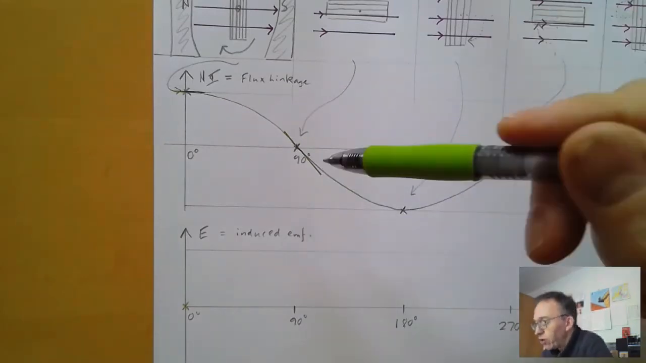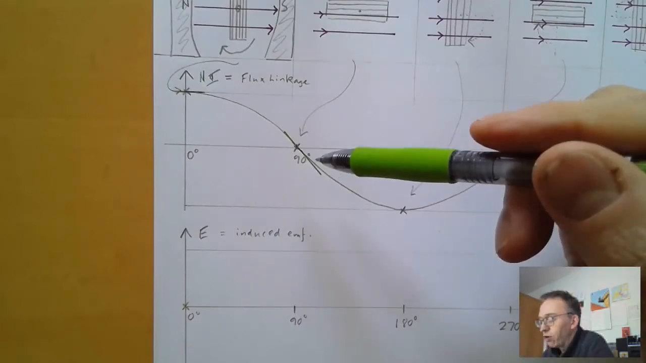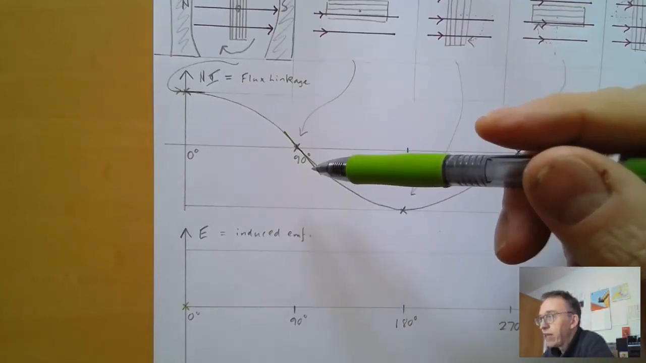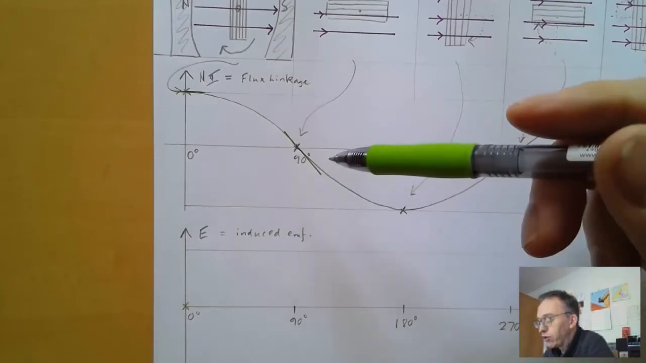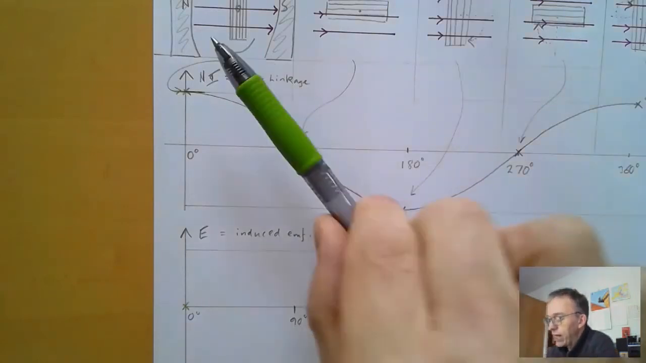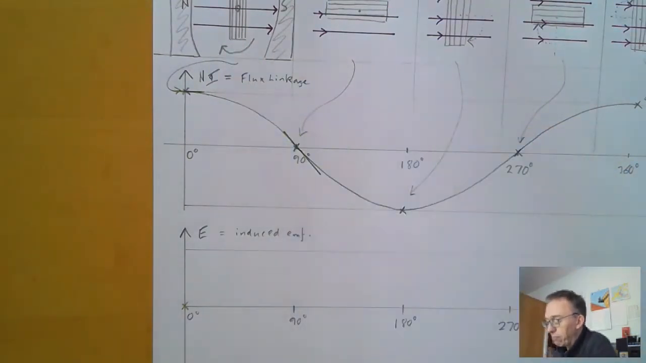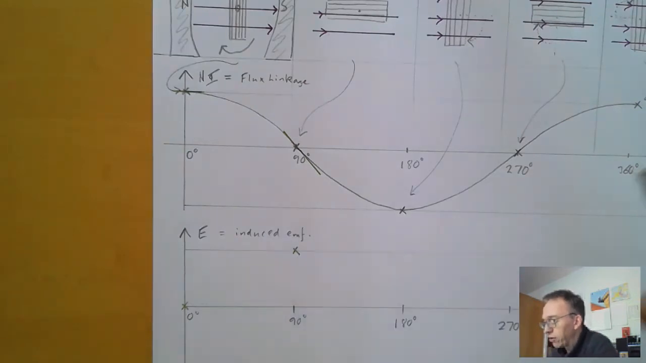But we have to include Lenz's law as well. Lenz's law says that the induced current, and therefore the induced EMF, is opposite in direction to the change in flux linkage that produced it. So if we have a negative rate of change of flux linkage, we have to represent that as a positive EMF. So we're going to plot up here and not down there.